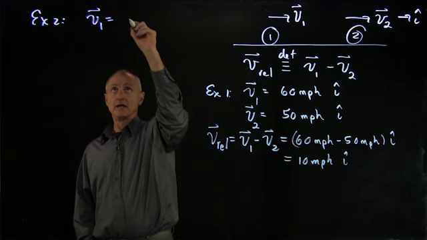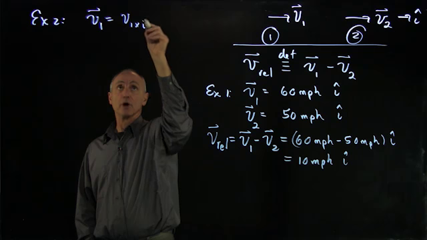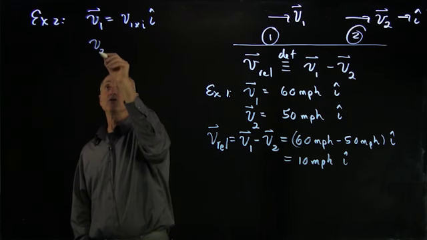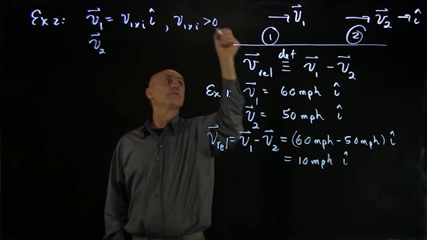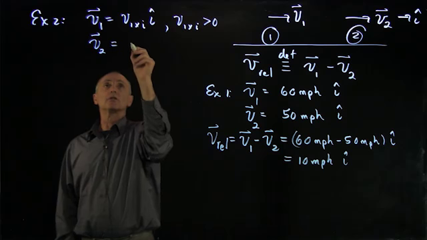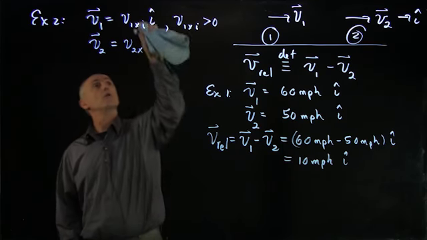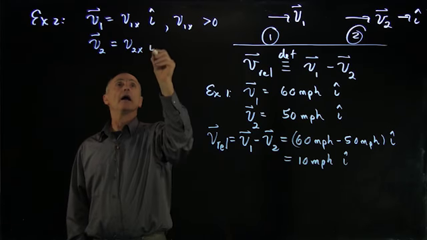So let's just write here, let's write them in terms of components this time. So we have v1x, and we have v2. And let's make v1x positive. So object 1 is moving in that direction. And let's write this one as v2x. We don't have to call this initial. We'll just call it v2x, i hat.